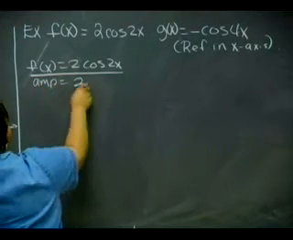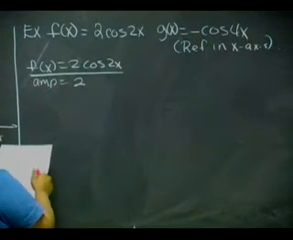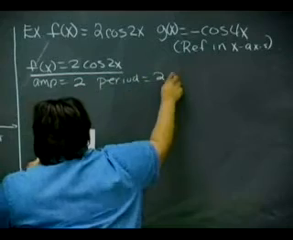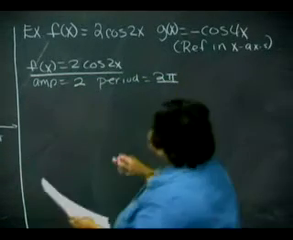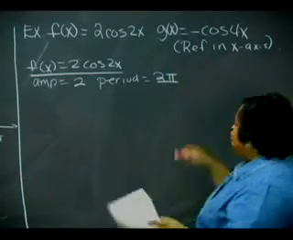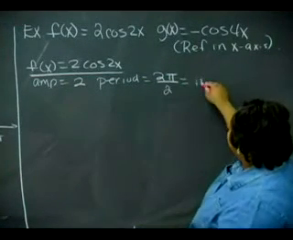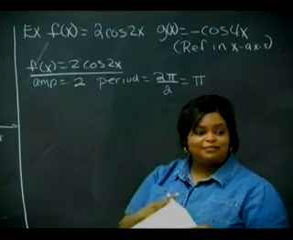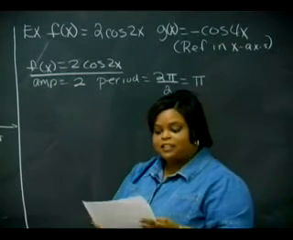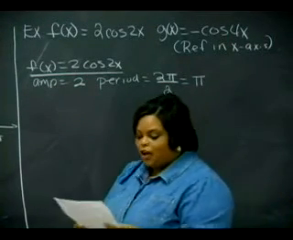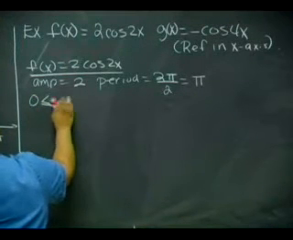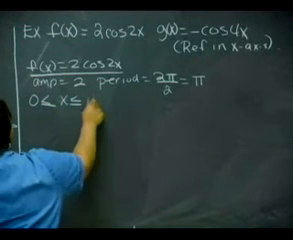Amplitude is 2. What's my period? It is 2 pi divided by b. What is b in this function? 2, which means my period is pi. So now I'm shrinking everything in. Knowing that my x will range from 0 to pi, how do I know it starts with 0?